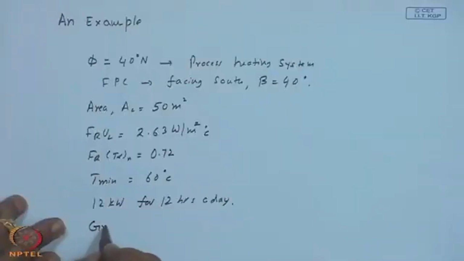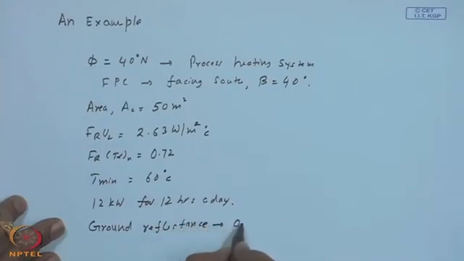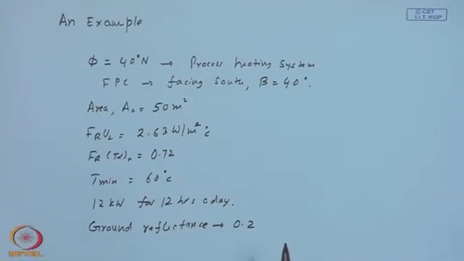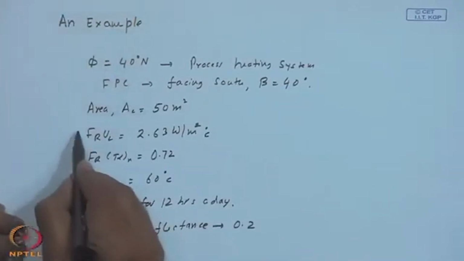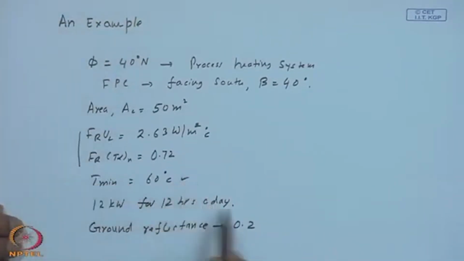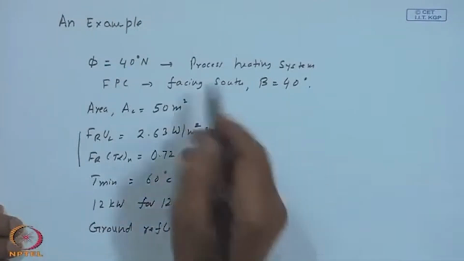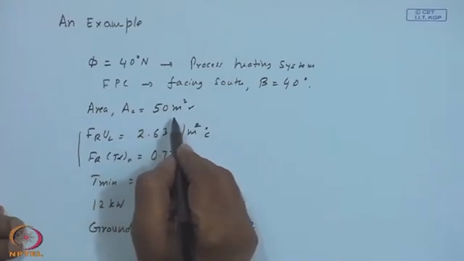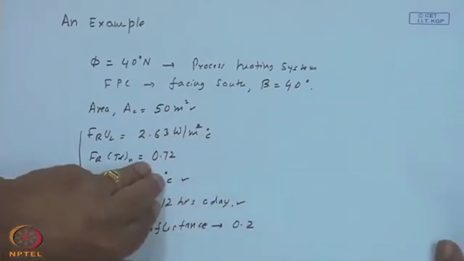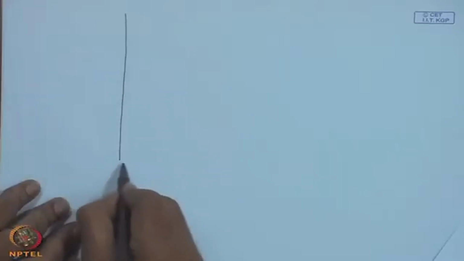Now, for our calculations, you may assume ground reflectance to be 0.2. So, the characteristics you should note are, of course, the location, slope, flat plate collector, the collector parameters, and then the minimum temperature and the total load. And of course, this is the area that we have provided. What is the solar load fraction that comes out? We do not know a priori. The idea is to calculate it.